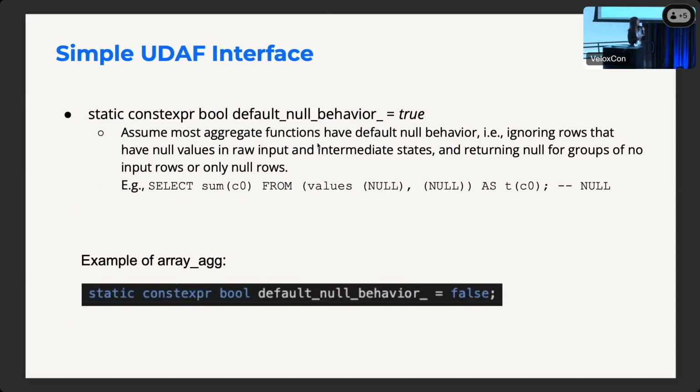So we make this default null behavior true by default. However, the array_agg function actually doesn't follow this behavior, because if there is an input value that is null, we actually want to add the null as an element in the result array. Therefore, in the class that we defined, we override this default null behavior flag to be false.